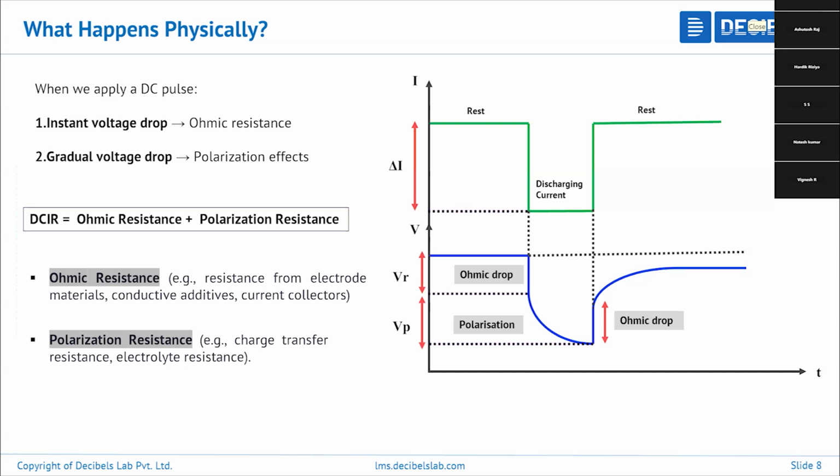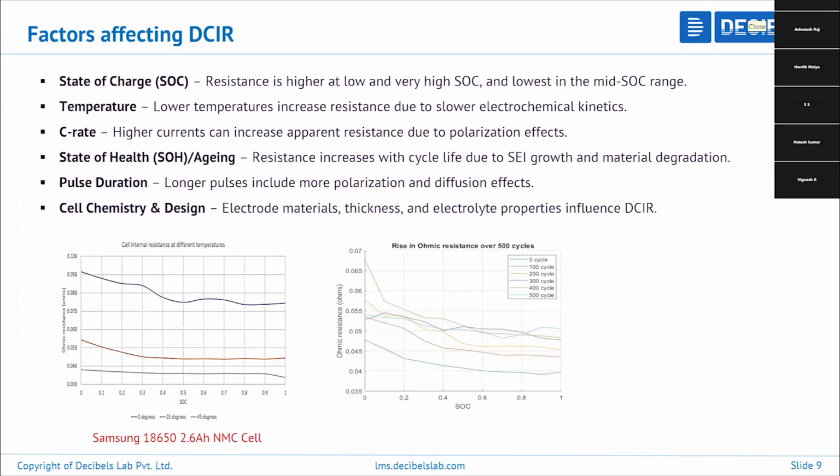It is associated with all these values, like ohmic resistance, then some resistive drop because of polarization. In that polarization there are two categories: one is charge transfer based and the other is diffusion based. So what are the factors that affect DCIR, the internal resistance? First, it is affected by your SOC. At a higher and lower SOC, we mostly observe higher internal resistance.